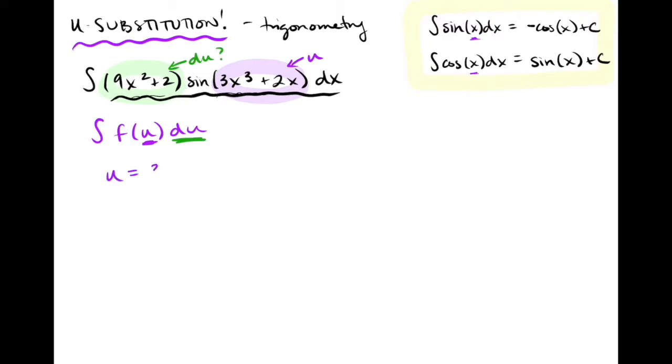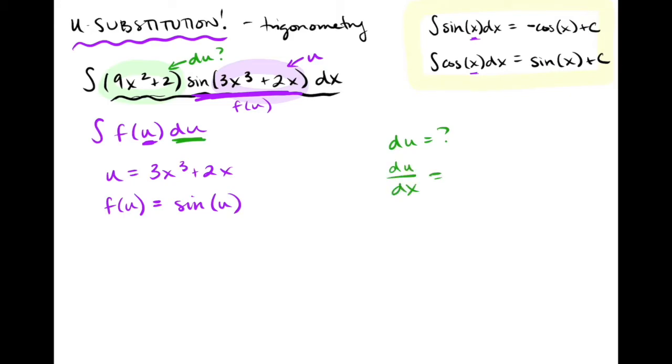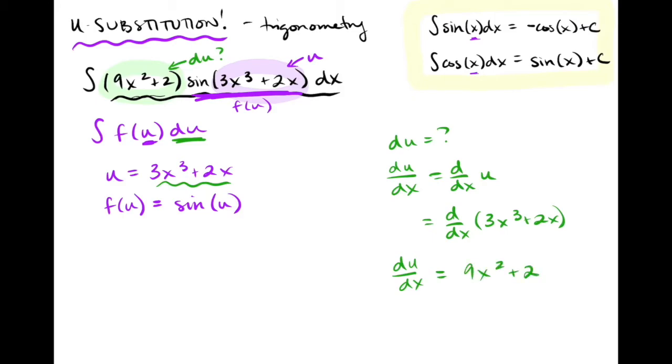So if my u is equal to 3x cubed plus 2x, then f of u, the thing I'm doing to that u, is I'm taking the sine of it. So I'm doing the sine of u, and that's this part right here. So this is all my f of u. The question now is, what is du? And I can find du by looking at du dx. And du dx is equal to d over dx of u, which we just said is 3x cubed plus 2x. The derivative of this is pretty easy. We find that du dx is equal to 9x squared plus 2, just doing the derivative of 3x cubed plus 2x.